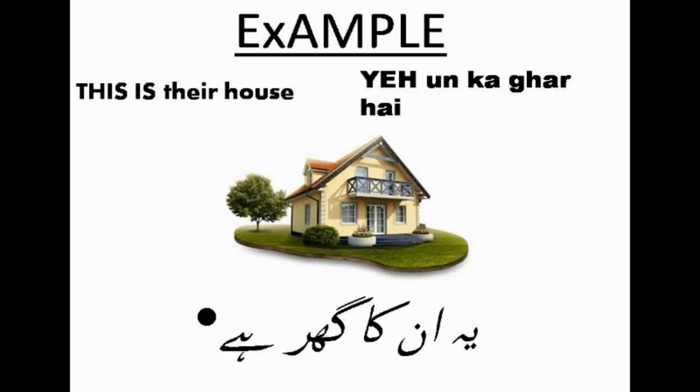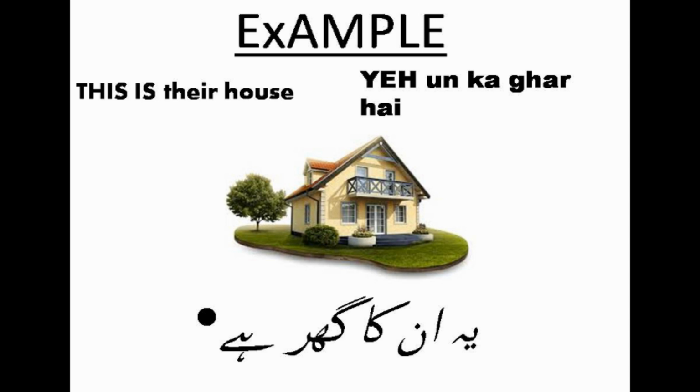This is their house. ये उनका घर है. Repeat after me. ये उनका घर है. The word का is used because the house is a masculine object, and un is used to point at a person which is far from you.